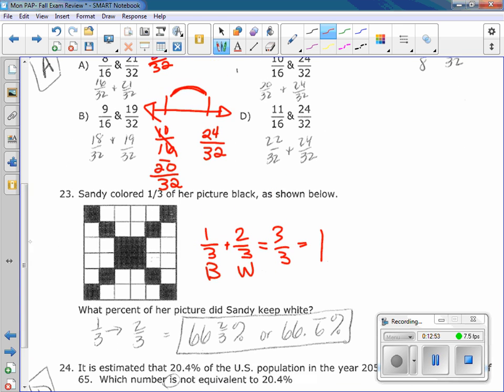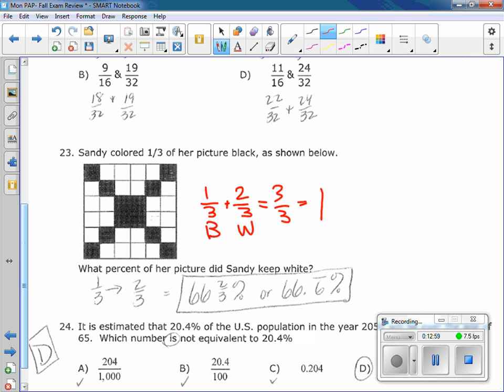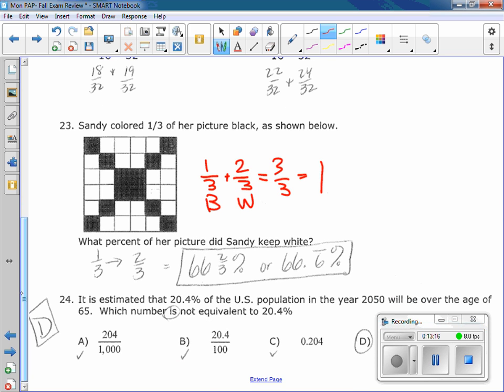And then on 23, it was also one of those not type questions. It was just worded a little bit different. If we colored 1/3 of our picture black, then that means 2/3 had to be white. Because 1/3 and 2/3 makes 3/3, which is the whole thing. Does that make sense? So from there, once I knew that it was 2/3, then I turned it into a percent. And either form was going to be okay on that.